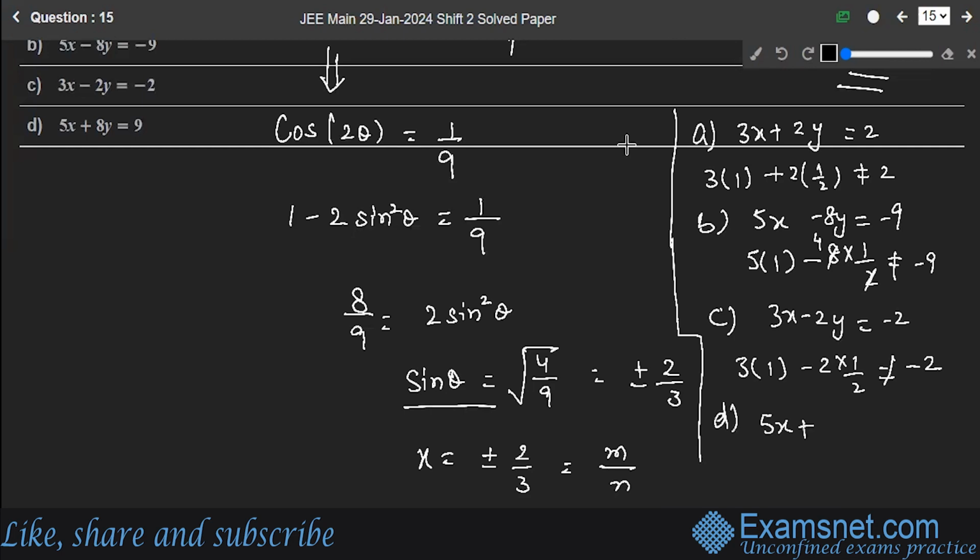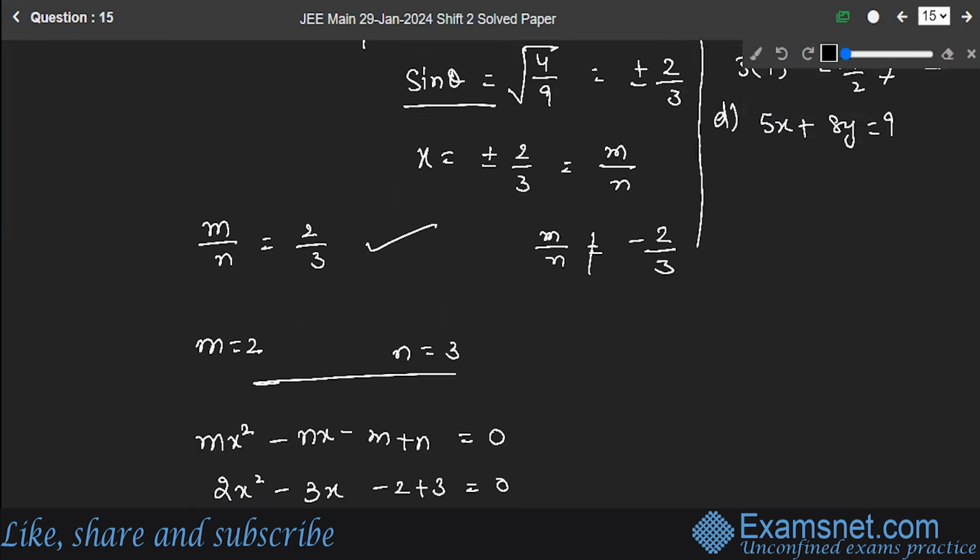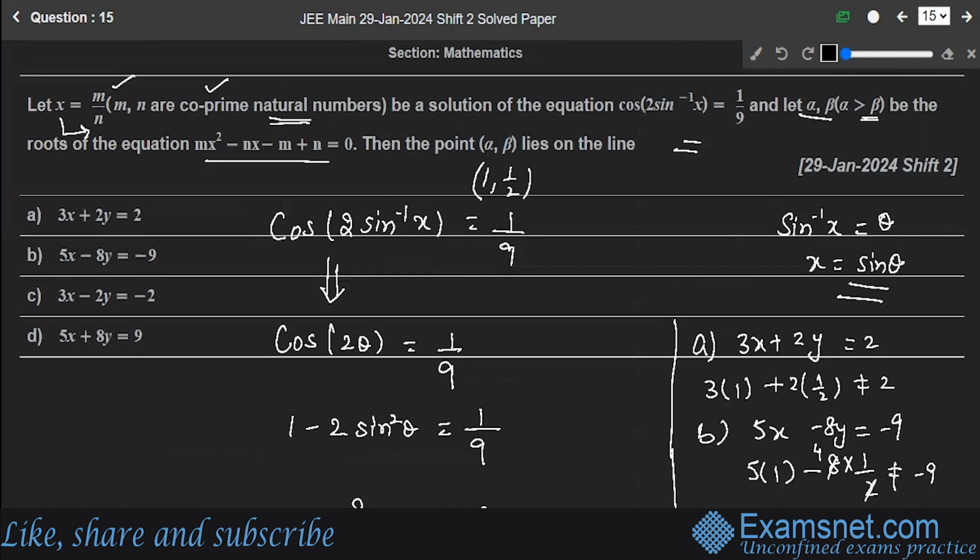Last, 5x plus 8y is equal to 9. You have 5 into 1 plus 8 into 1 by 2. Yes, this is equal to 9. So we have option D as the right answer. Hope you're clear with this. Let's move to the next question.